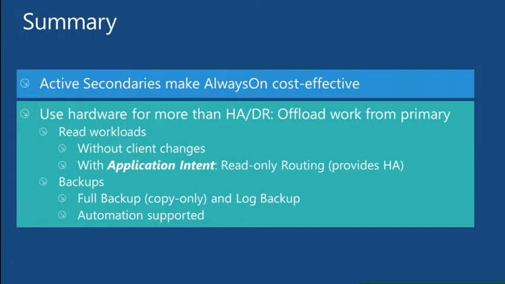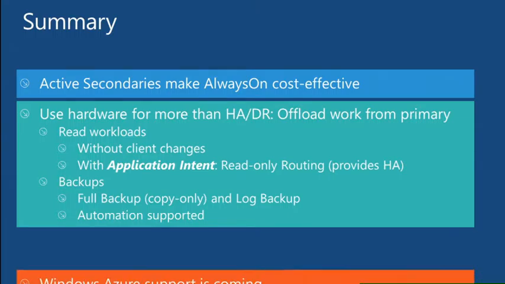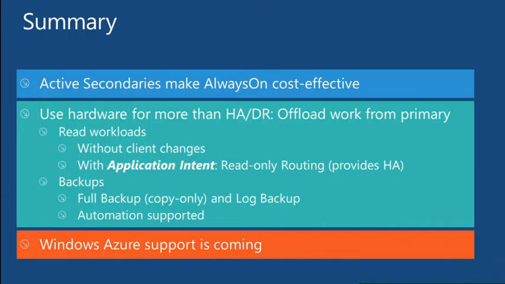You have the option to do it without client changes, but if you have access to the connection string, you can use this application intent, and we will automatically route you to readable secondaries. You can also run backups on the secondaries, right? Full backups and log backups, not differential yet. And we provide you with automatic support for where to take the backups, right? And we have Windows Azure support coming for your secondaries this year.